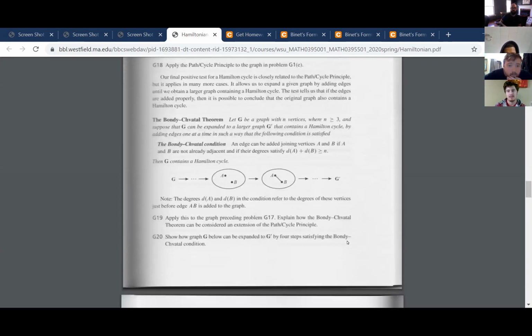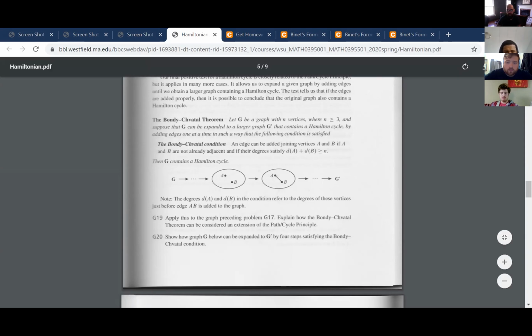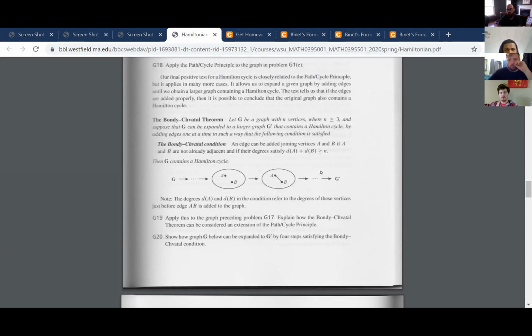So do you use the Bondy-Chvátal thing and the degree sequence thing, do those pretty much always go hand in hand? No, it just depends. All these are different tools that you could use at different times. Depending on what kind of information you have, you're going to use different tools. If you're studying a graph and you can quickly find a Hamiltonian path, then the path cycle principle is something you want. And if you have a lot of vertices with high degree, then maybe the Bondy-Chvátal condition is something you want.